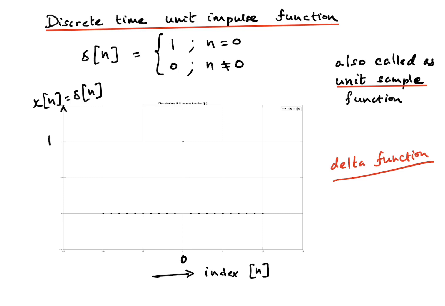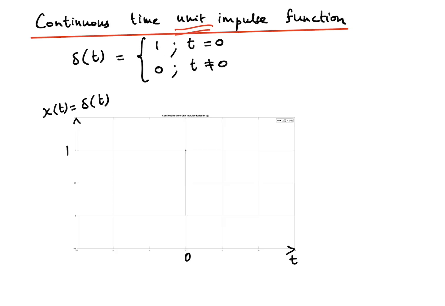Similarly, even for the discrete version, if we say 5 delta of n, then this amplitude will be 5. If it's 8 delta of n, then this amplitude will be 8, and so on. That is just a multiplying factor to indicate the amplitude of the signal. But when we say unit impulse, it means unit amplitude. Unit means amplitude 1. So we have seen the unit impulse function for the continuous time case and also for the discrete time case.